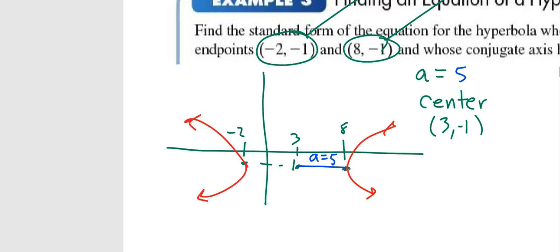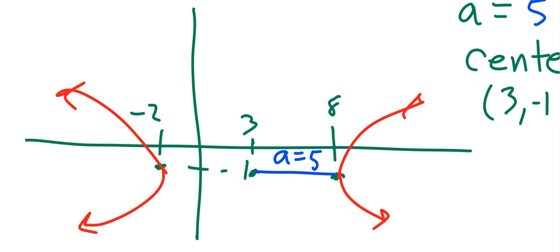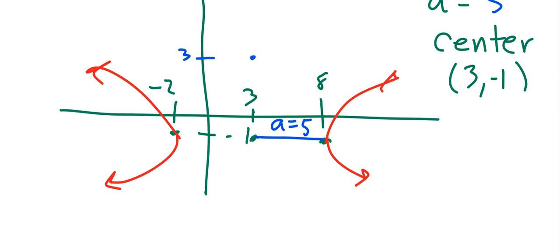Okay, let's see what else they got here. The conjugate axis, that's the other one that doesn't touch the hyperbola, has length 8. So how far up and how far down should I go from the center? 4 up, 4 down. Okay, so up to 3. I didn't do a very good job on my scale here. So if we're going down 4 from there, that would be -5.